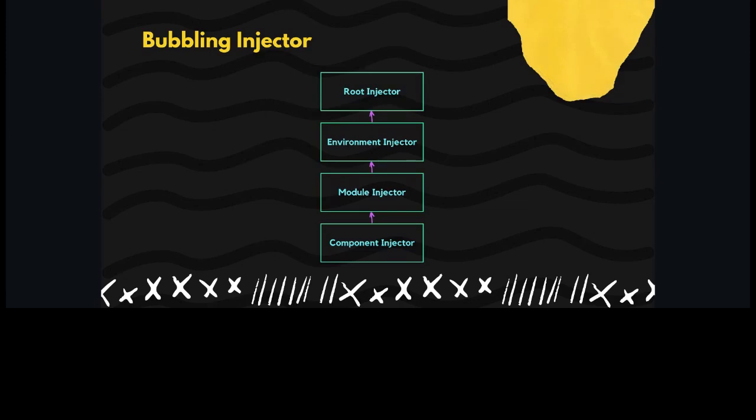And if it doesn't find it in the module injector, now it goes to the environment injector, because before, it went just to the root injector since the environment injector didn't exist. If it doesn't find the token in the environment injector, it goes to the root injector. And if it doesn't find the token in the root injector, at this moment Angular raises an error saying that it can't resolve your token.